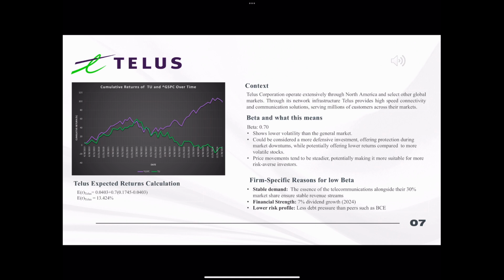Additionally, Telus carries less debt pressure than competitors like BCE, reducing its financial risk and making it a safer longer-term investment. Using the Kaplan model, Telus' expected return is 13.42%, striking a balance between stability and reasonable growth, a compelling choice for risk-averse investors seeking steady returns.